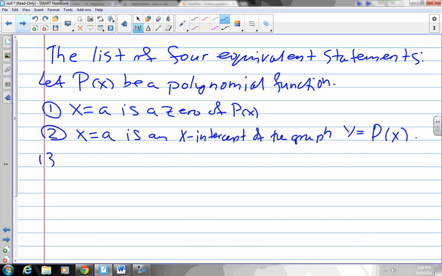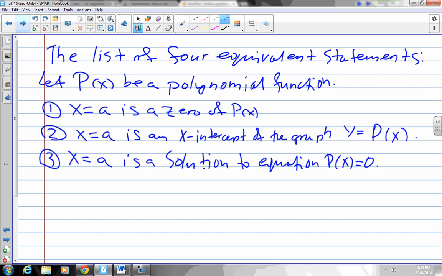At the same time, x equals a is a solution to the equation p of x equals 0. I mean, that's just basically going from the fact that a is a zero of the function. That means it should solve this equation. If I plug a in here, I should get 0, right?